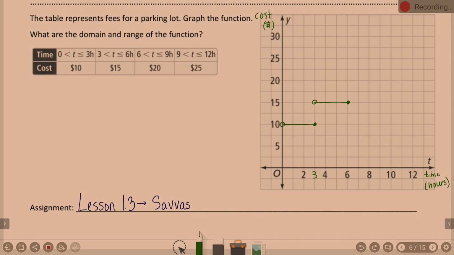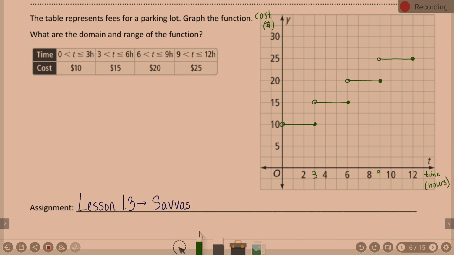Now at $20, I'm going to pay $20 from 6 to 9 hours. So start at 6, end at 9. At 6, I need an open circle. At 9, I need a closed one. And finally, I'm going to pay $25 from 9 to 12 hours. 9 hours is open. 12 hours is closed.